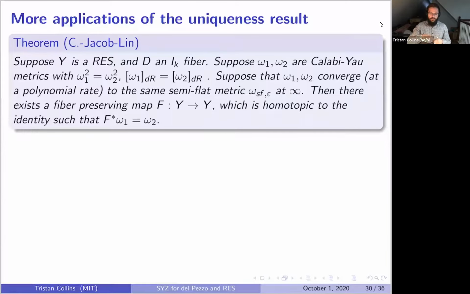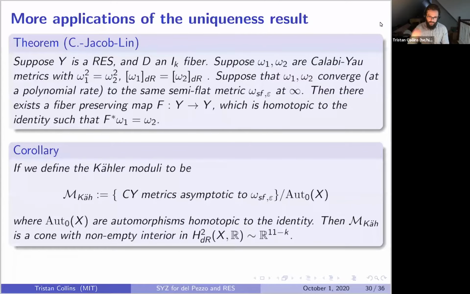So there's a fiber preserving holomorphic map, a family of holomorphic maps, which will pull one of these Calabi-Yau metrics back to the other. So what that tells you is that if you quotient out the space of Calabi-Yau metrics asymptotic to semi-flat metrics by the connected component of the identity, and you can even put fiber preserving automorphisms here, then you get this well-defined Kähler moduli space, which is a non-empty cone with non-empty interior in the full de Rham cohomology. So you get something which looks pretty nice. It's just a subset of R^(11-K) with non-empty interior. So now we can start talking about Hodge numbers, because now we've managed to quotient out and reduce to something finite dimensional.